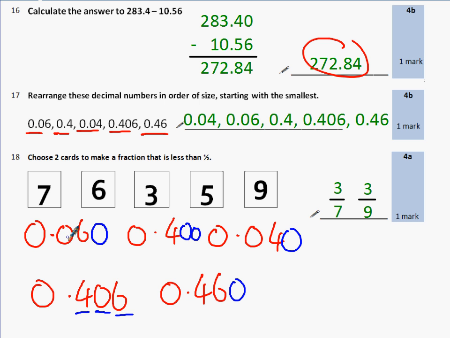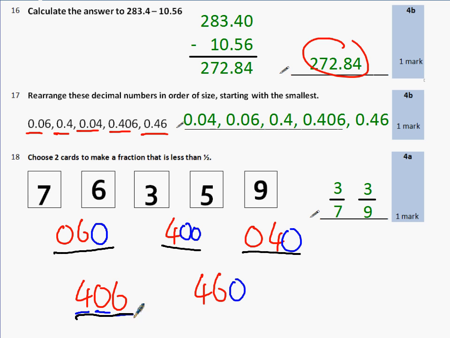So now they've all got 3 decimal places. And what I do in my mind is I hide the bits that are all the same in all the numbers. So the bits that are all the same are the 0 decimal point bit. They're all the same in every number. So if I blank those out in my mind, then what have I got left? I've got what looks like 60, what looks like 400, what looks like 40, what looks like 406, and what looks like 460. This represents 60 thousandths, 400 thousandths, 40 thousandths, 406 thousandths, and 460 thousandths.